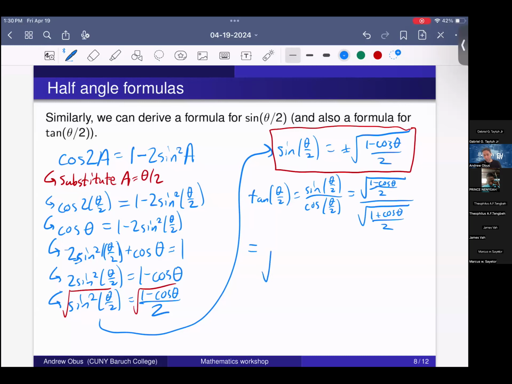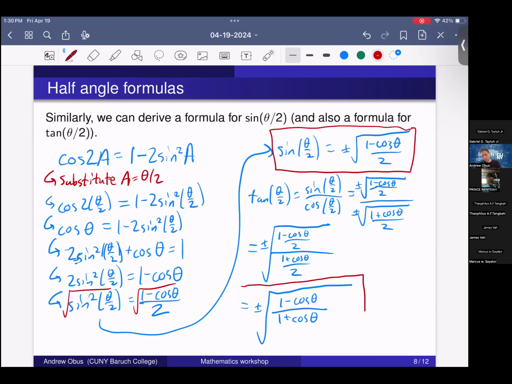And this is equal to the square root of 1 minus cosine theta over 2 divided by 1 plus cosine theta over 2. And now we can multiply both of these by 2, and we can get this slightly simplified form. These are all plus or minuses, so we're always going to have plus or minus. So plus or minus, it's going to be 1 minus cosine of theta divided by 1 plus cosine of theta.